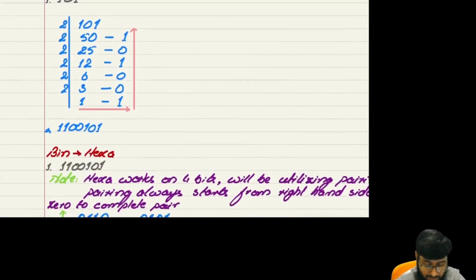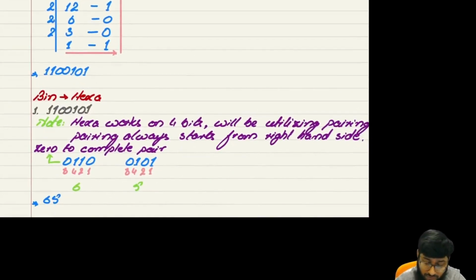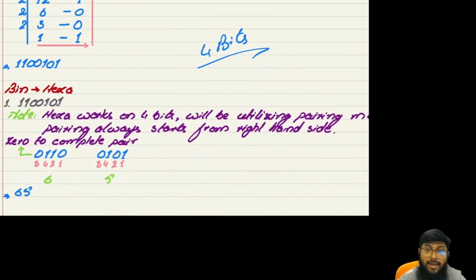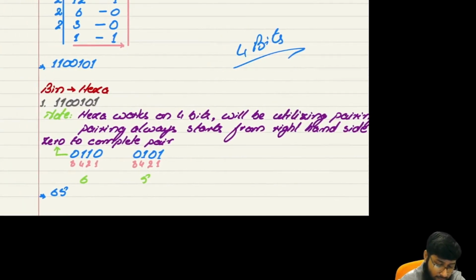Now coming towards binary to hexa. For binary to hexa, I have again taken the same number, 1100101. Now as I told you, hexa works on 4 bits, not less than that, not more than that. So over here, we are going to utilize the pairing method. Do remember that pairing always starts on the right hand side once again.